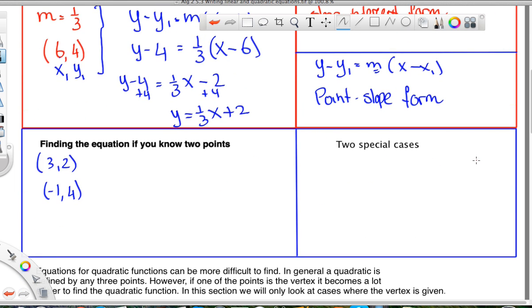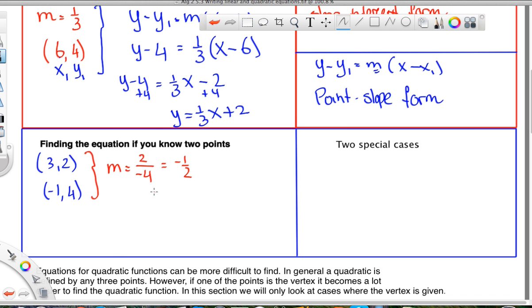Okay, so if you use either one of those definitions, then we can find the slope. So let's find the slope first. The slope would be the change in y values. From 2 you go to 4, so that's a change of 2, divided by the change in x. From 2 to 4 was plus 2, from 3 to negative 1 was minus 4. So that slope is a negative 1/2.